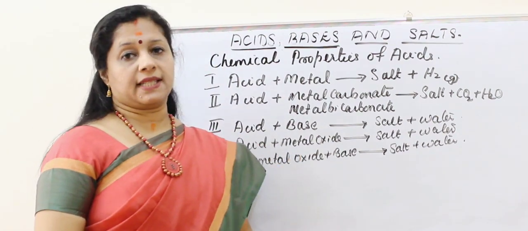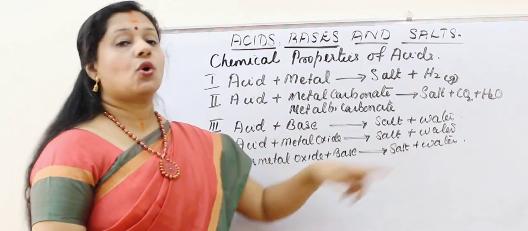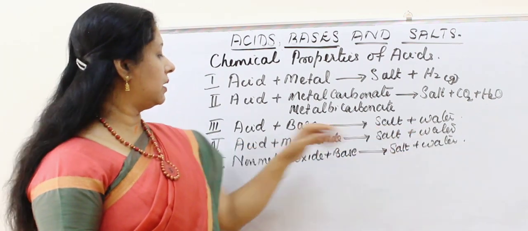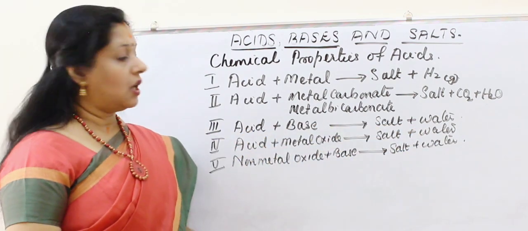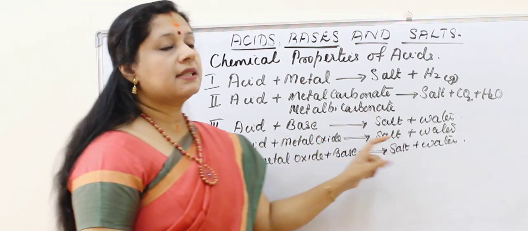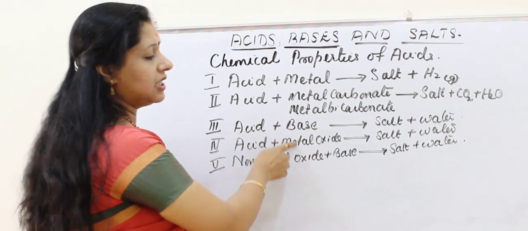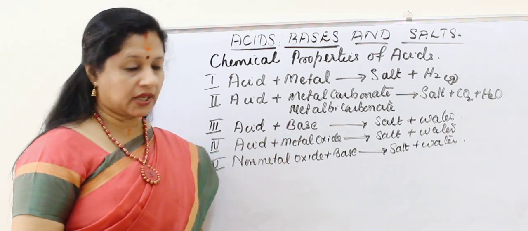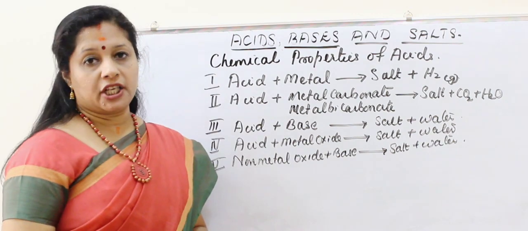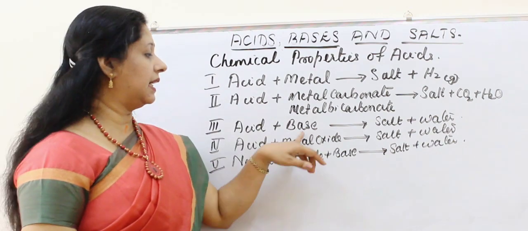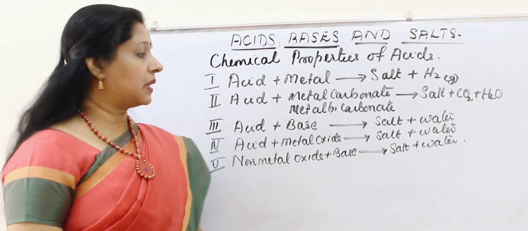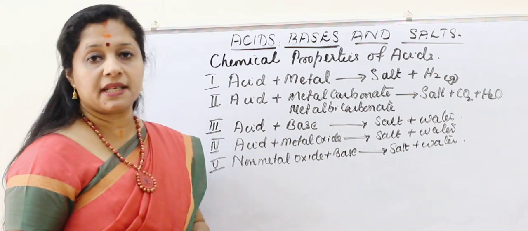Acid plus metal oxide, we get again salt and water. So look at these two products, salt and water. Here also acid is common, only the base is changed into metal oxide, but we are getting the same product. So we can say that these two are similar in their chemical properties, right? So we can say that metal oxides are basic in nature. Instead of a base, we can take a metal oxide, still you will get a neutralization reaction. So that indicates that metal oxides are basic in nature.